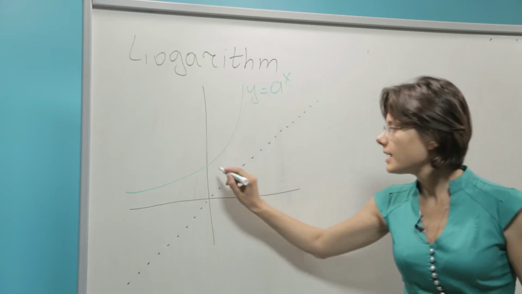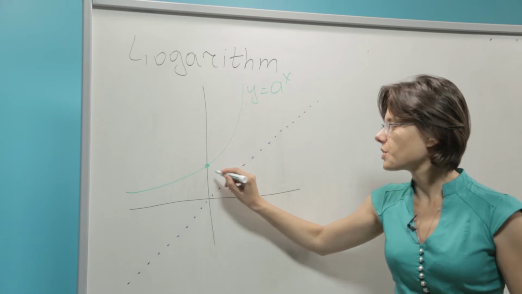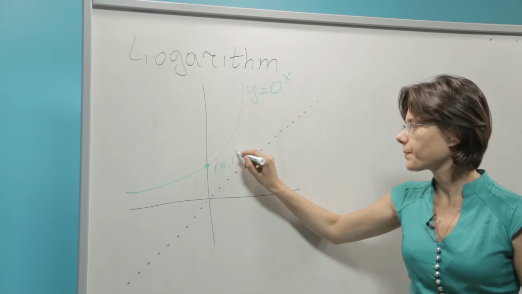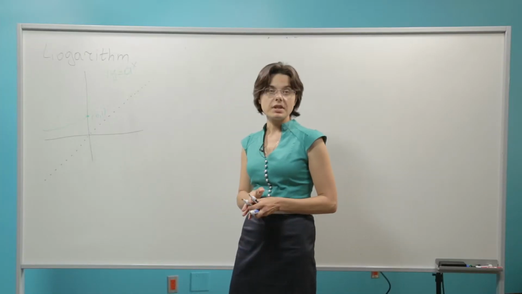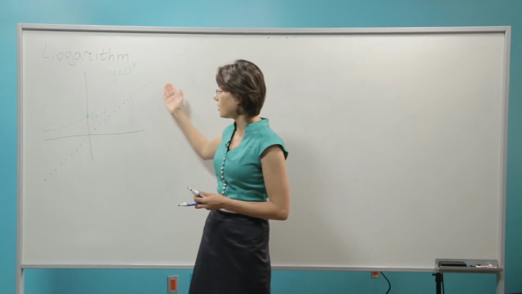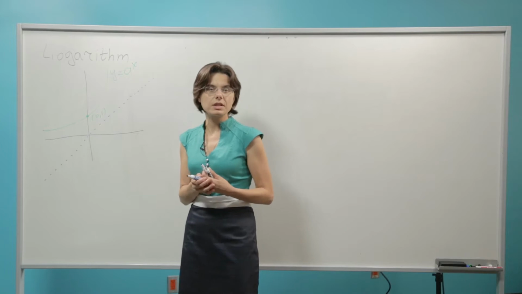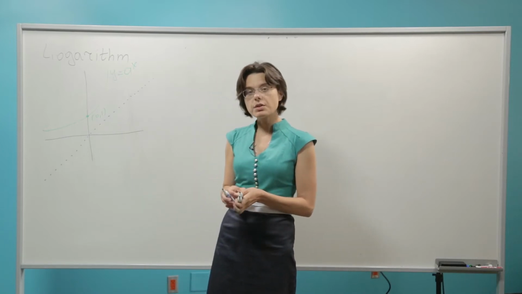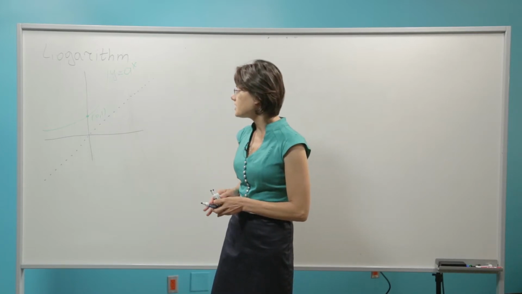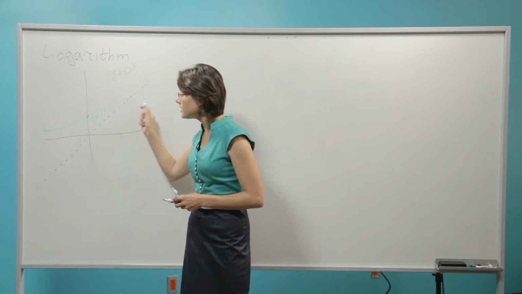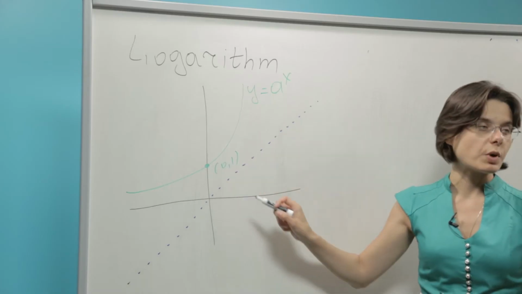Well, we know that any exponential function passes through this point, 0, 1. It means that the function symmetric about this line will also pass through some point. Let us think which point it would be. So in other words, how to construct the point symmetric about this line to point 0, 1.